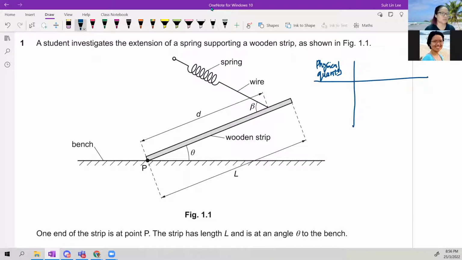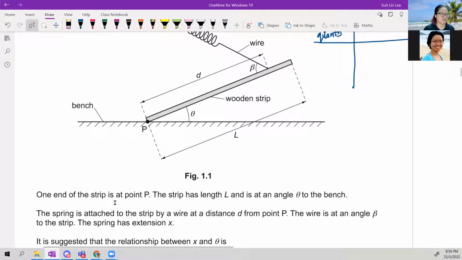So the first one that I notice is it says that this end of the strip is at point P, and the strip has a length L and an angle theta. So there is L, there is theta. Spring is attached to the strip by a wire at a distance of D from the point P. So that's probably D, which needs measuring as well. And the wire is at an angle of beta to the strip. Okay, beta. So I'm saying that L and D are probably related. So I'm just going to rearrange a bit, and then theta and beta, because they are angles.